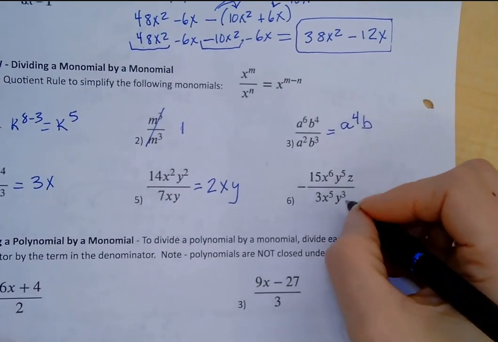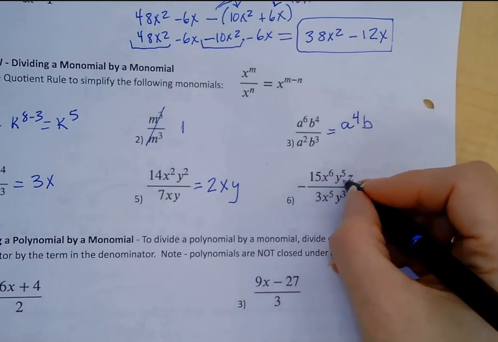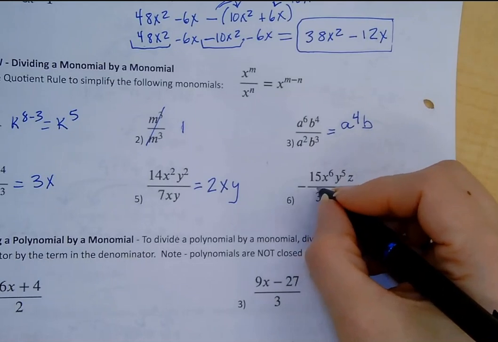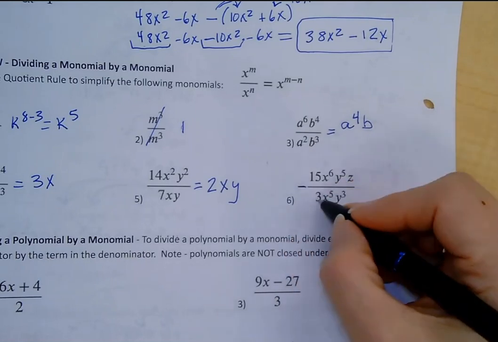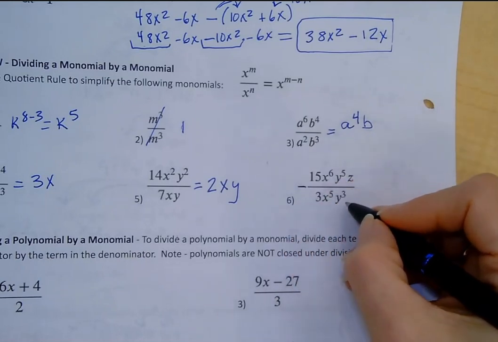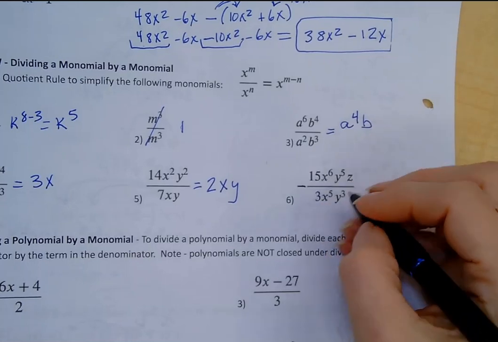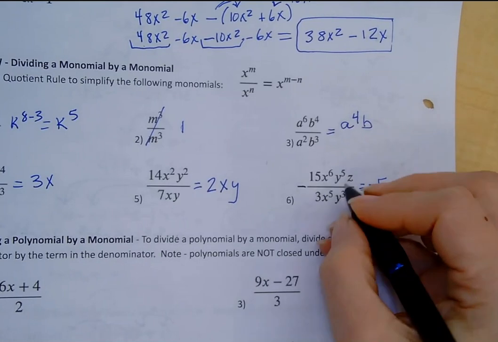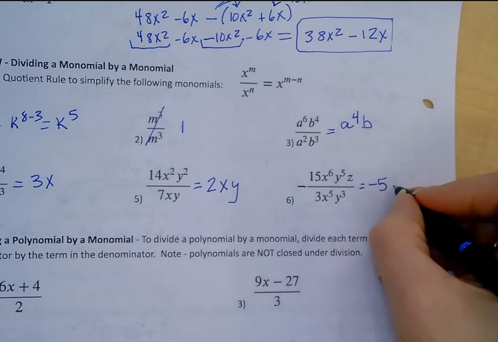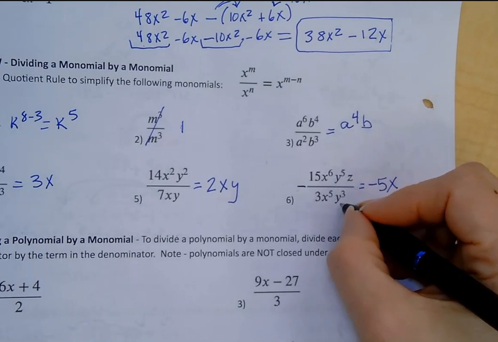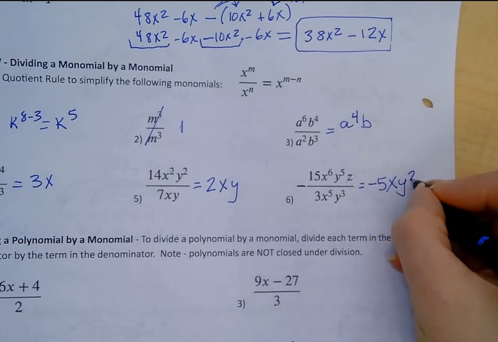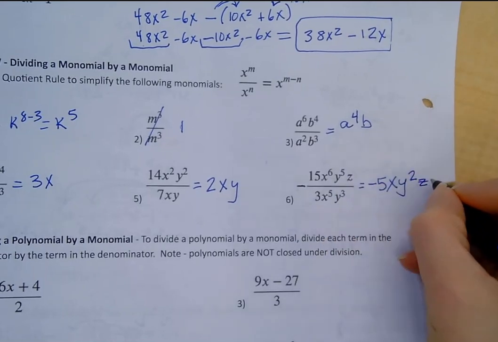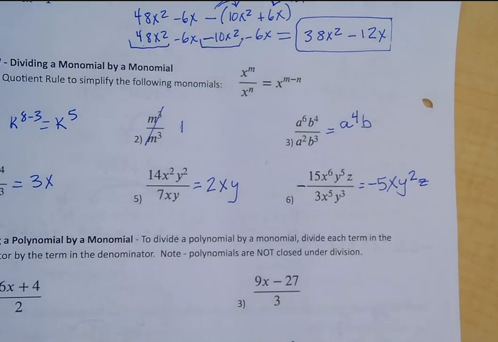All right, let's see what we've got here. I have 15x to the 6th y to the 5th z. Oh, it's negative. Don't lose your negative. And it's over 3x to the 5th y to the 3rd. So 15 over 3 is 5, and it's negative 5. X to the 6th over x to the 5th. 6 minus 5 is 1, so it's just x. Y to the 5 over y to the 3, it's going to be y squared. And then z, didn't have to divide anything.